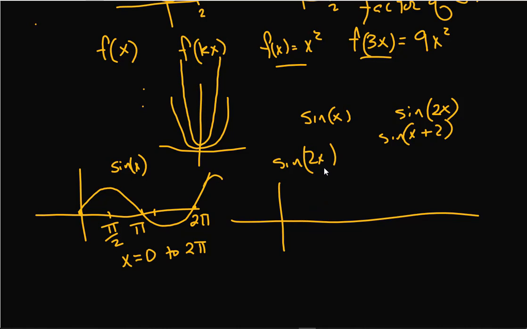So how about this, though? How long will it take for this to go through a full cycle? Well, the argument still has to go through 2 pi, but x doesn't need to go through 2 pi because we're multiplying x by 2. So if x goes from 0 to pi, then 2x will go from 0 to 2 pi, and that's what sine is looking at. So when x goes from 0 to pi, the sine should go through its full cycle.